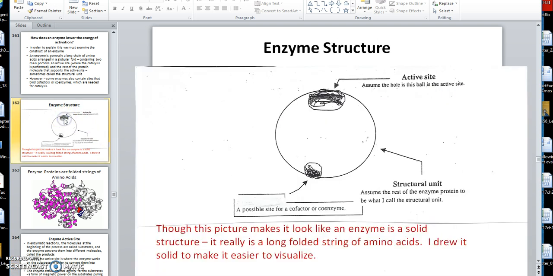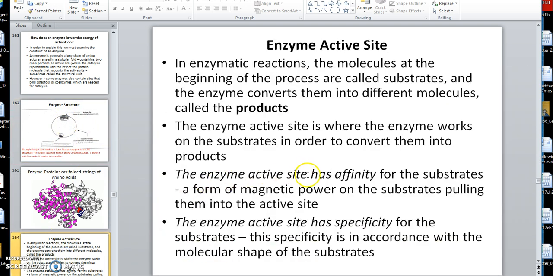What does this active site have? The active site has, I'm going to say, affinity, because what it can do is pull in the substrate or substrates from the surrounding. And it has specificity. That means when it comes in, the substrates must have a certain shape that can in some ways congruently fit into this active site. So the two things: affinity, which means drawing power, and a certain shape to come in.